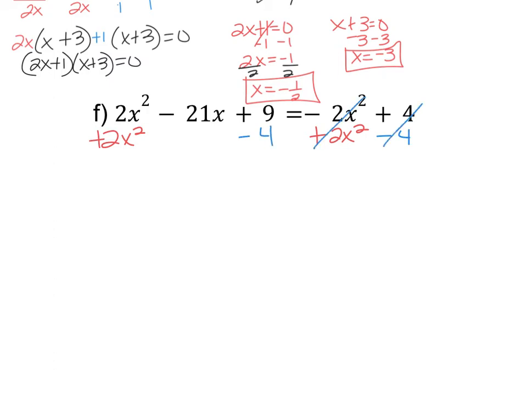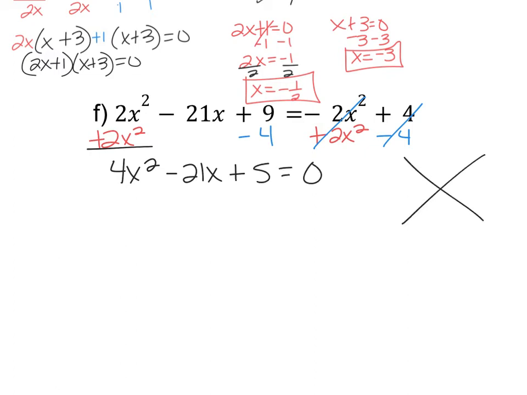So those cancel, good. This would give me 4x squared. Bring down that minus 21x. And then add 5 equals 0. Okay, so I need what multiplies to be a times c. So in this case, it would be 20. And adds to be negative 21. So it looks like that's going to be two negatives, negative 20 and negative 1.